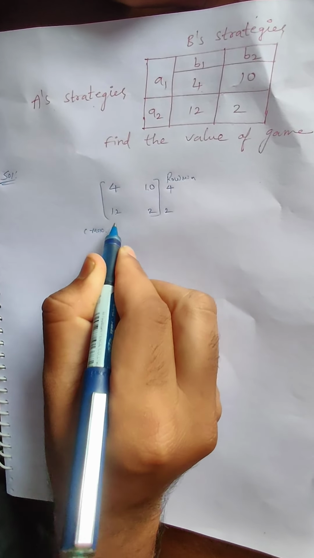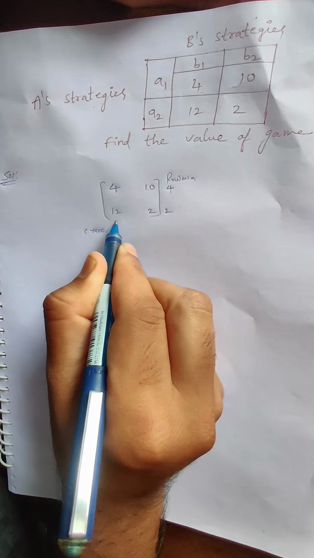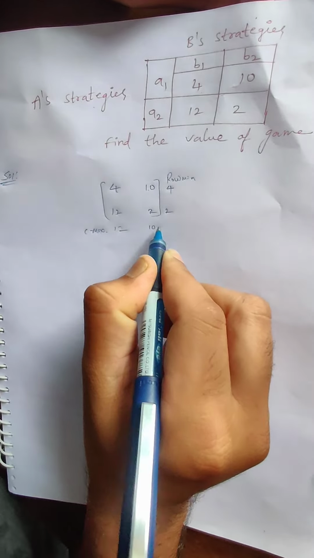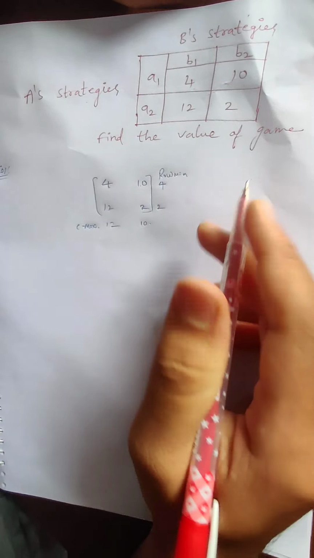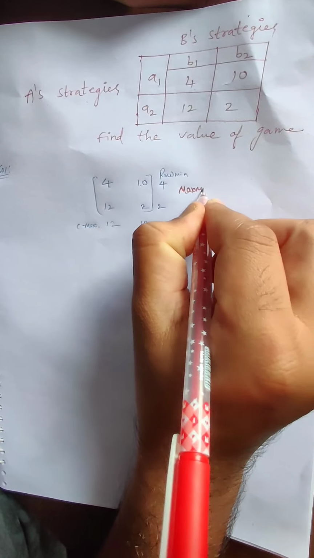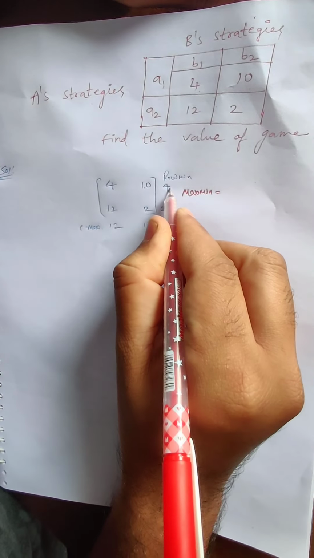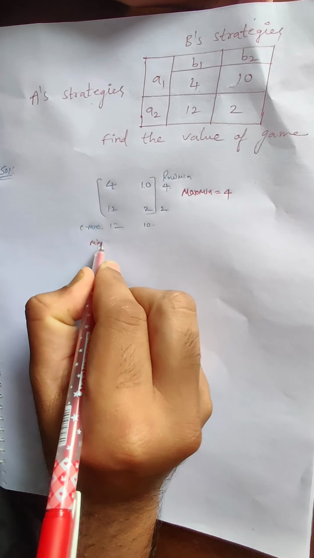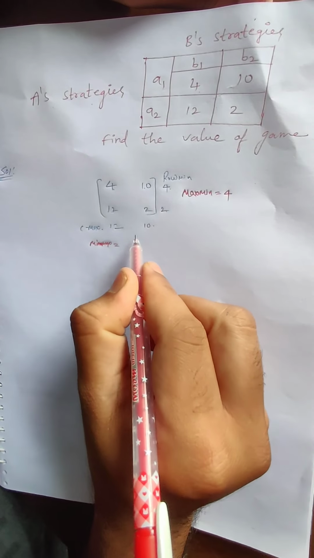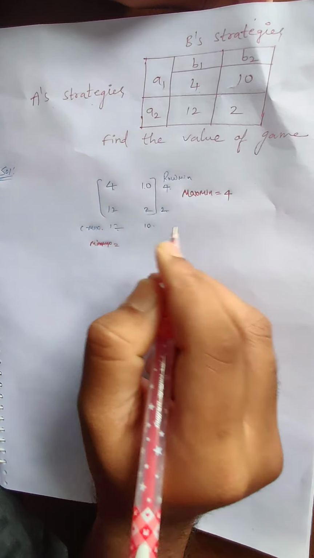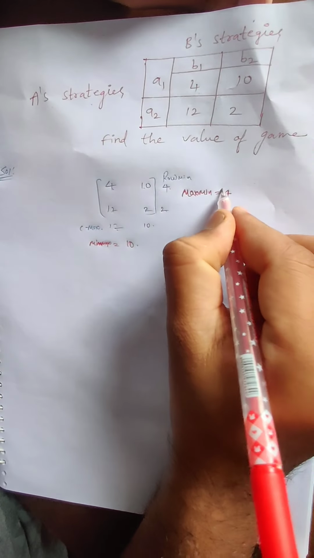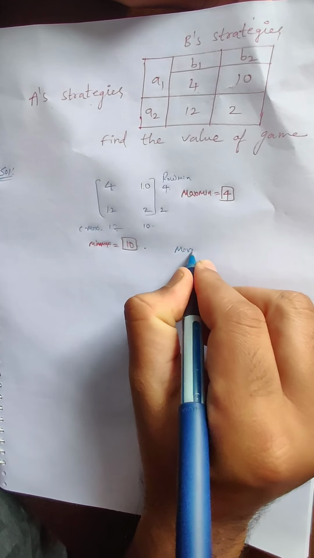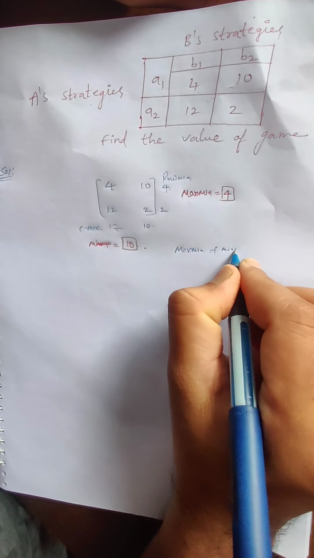Coming to the column maximum values, the maximum of column 1, that is 12 and 4, is 12, and from 10 and 2 we get the value 10. Now we need to calculate the maximum of the minimum values: out of 4 and 2, the maximum value is 4. In minimax, of the maximum values 12 and 10, the minimum is 10. So by observing clearly we can say that the maximin value is not equal to the minimax value.